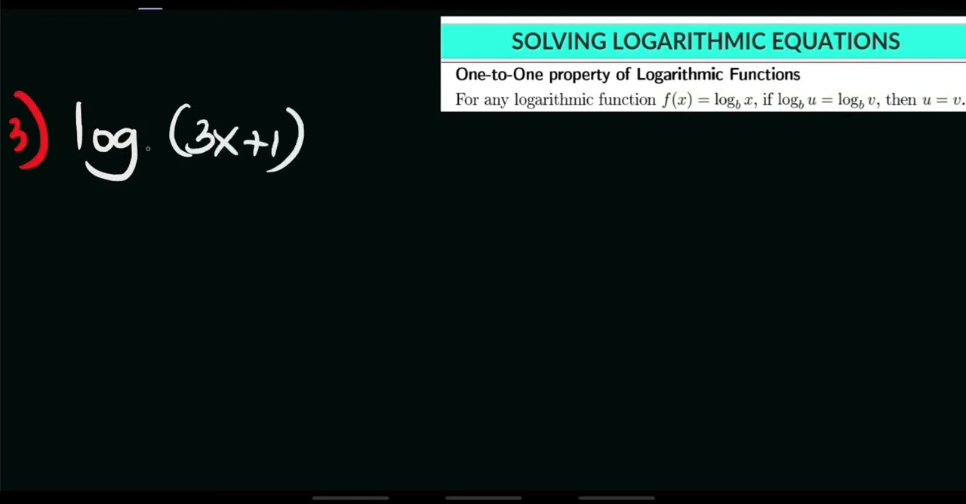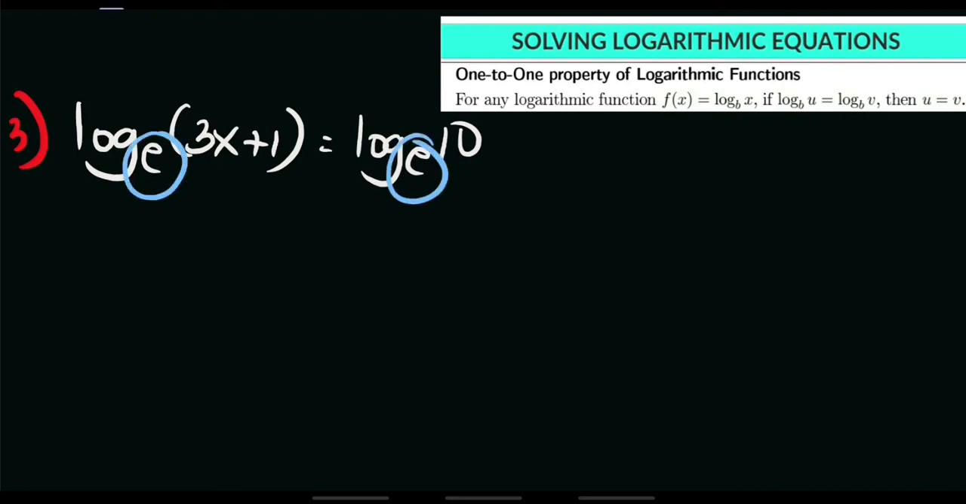3x plus 1 with the base e, and that is equal to another logarithm of 10 with the base e. Again, this one-to-one property is applicable, but only for expressions or functions with a common base. For this given problem, since we have the logarithm of 3x plus 1 with the base e and the logarithm of 10 with the base e, automatically we have a common base. So just apply this one-to-one property.